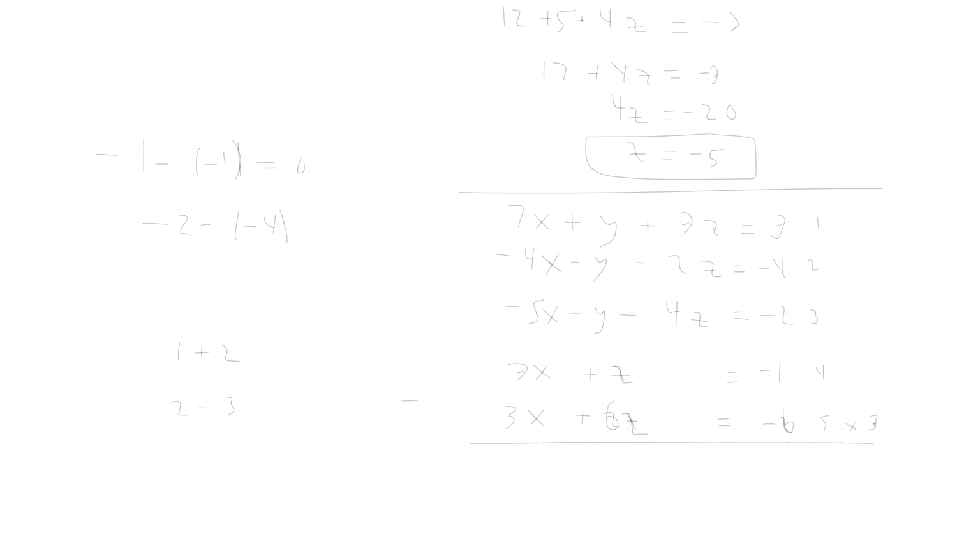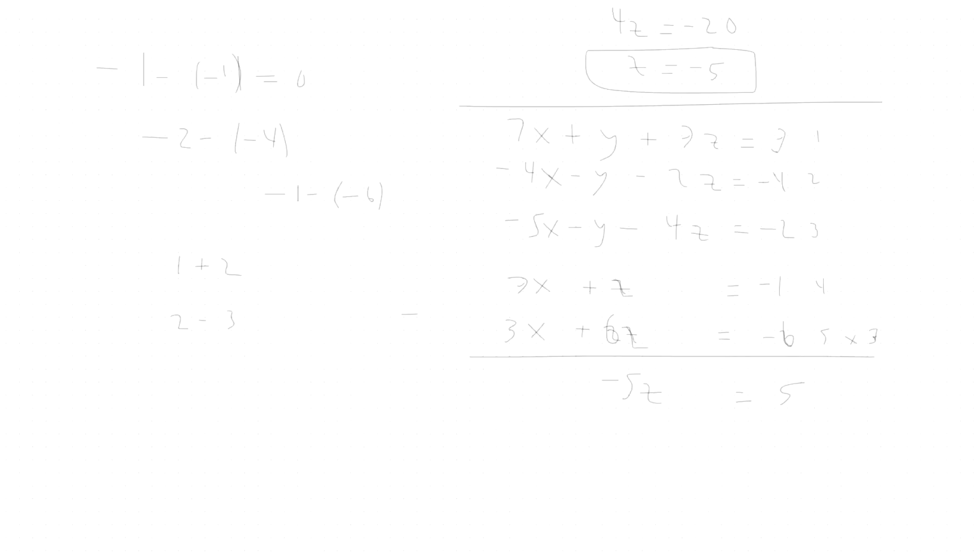And then negative 1 minus 6 is how much? Negative 1 minus 6. That would be 5. Okay, so now you divide both sides by negative 5, so z equals negative 1. There's your z.